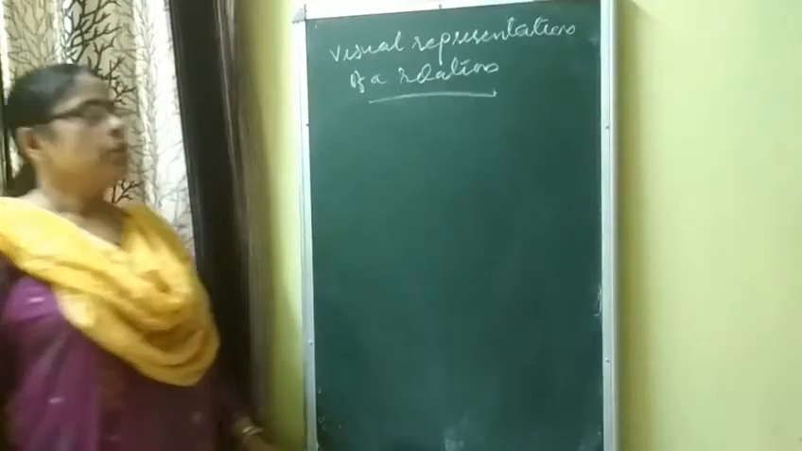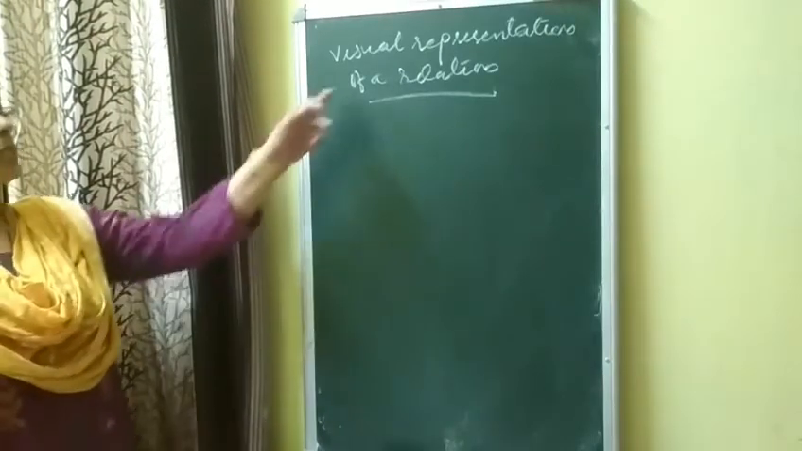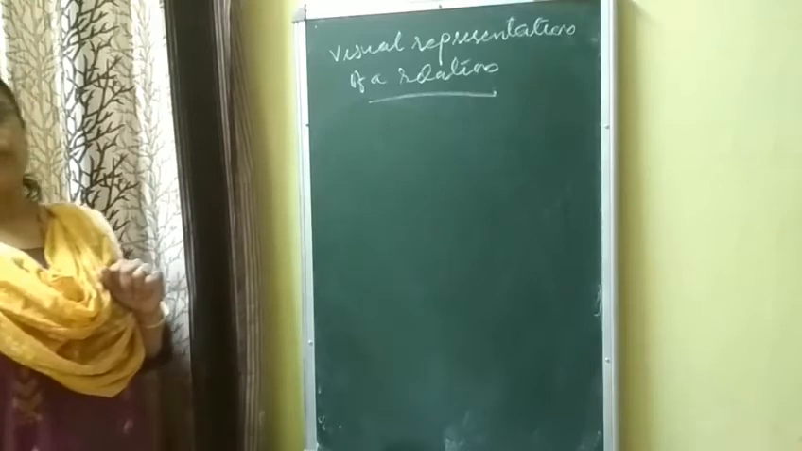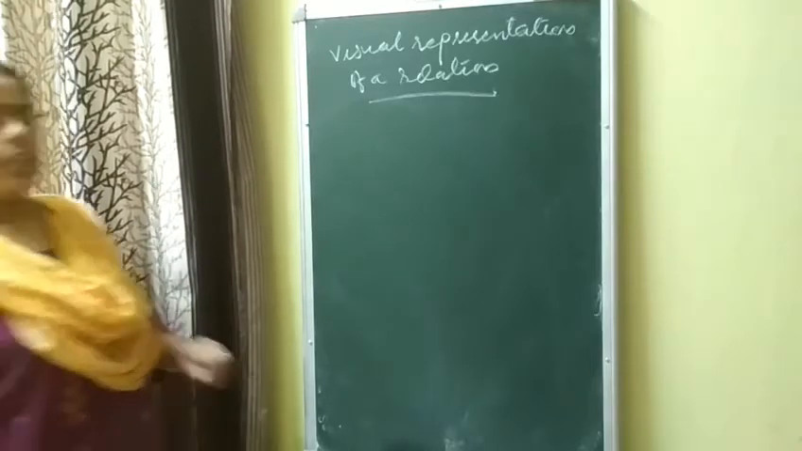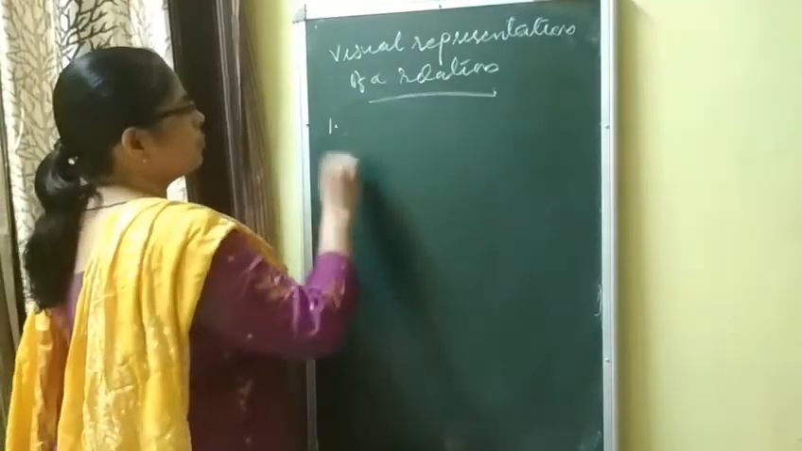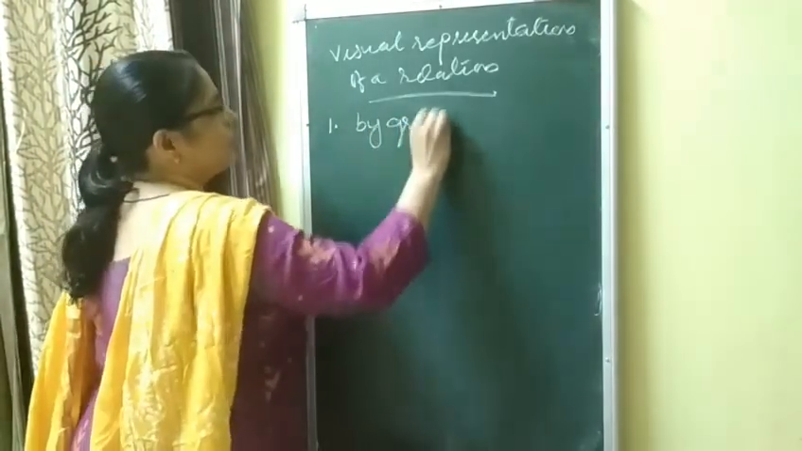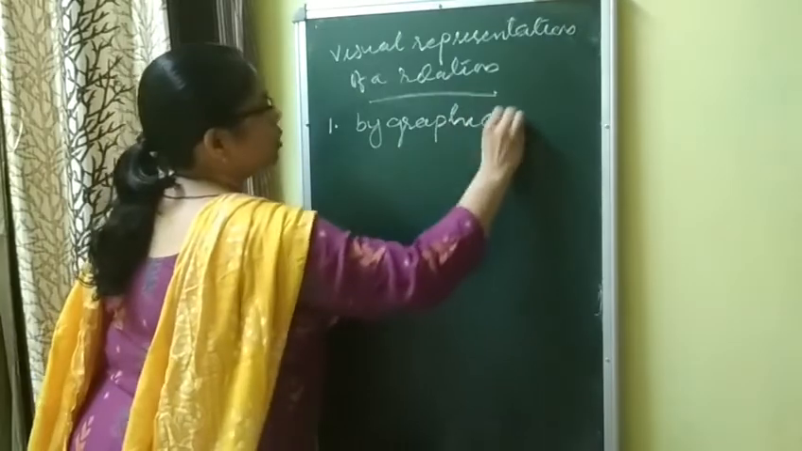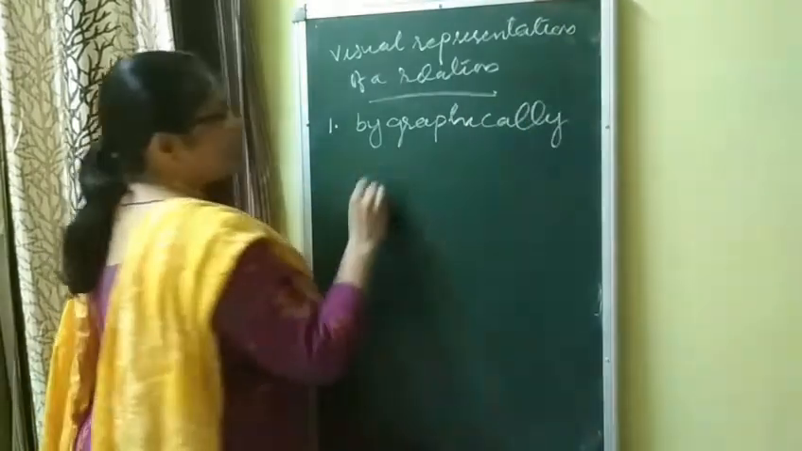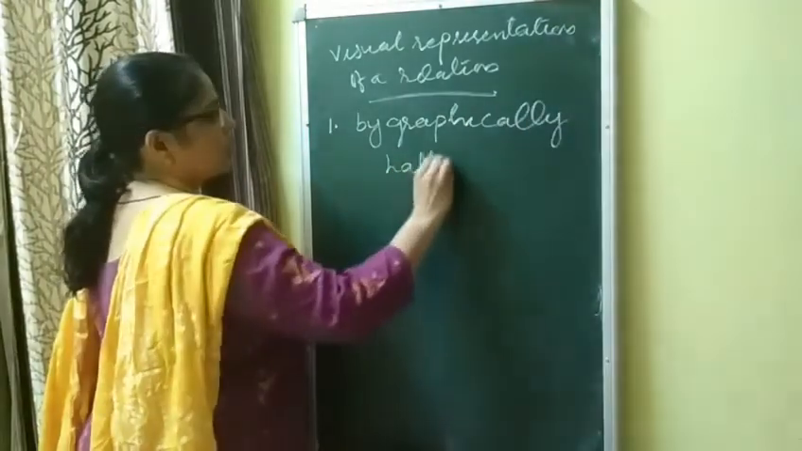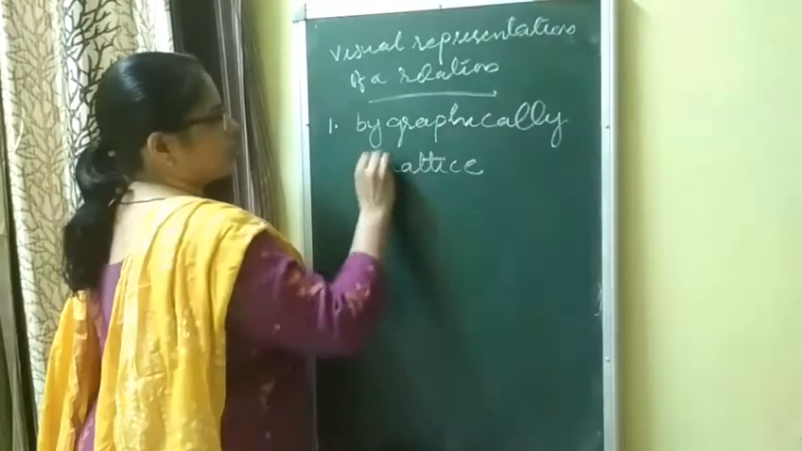Hello students, today we will learn about the visual representation of a relation, how we can represent a relation diagrammatically. First one is graphically, that we have learned in the case of Cartesian product. And graphically, this method is also known as lattice.